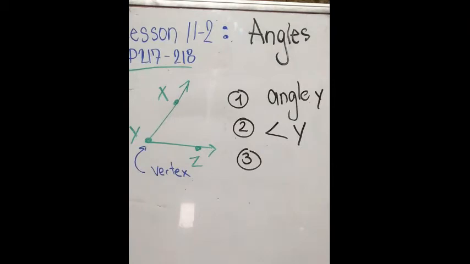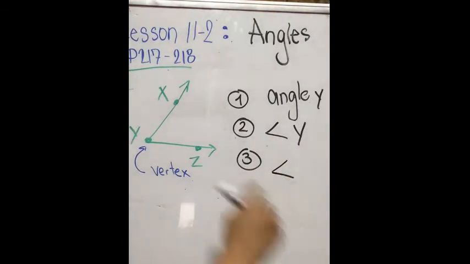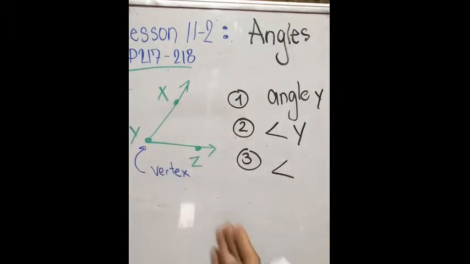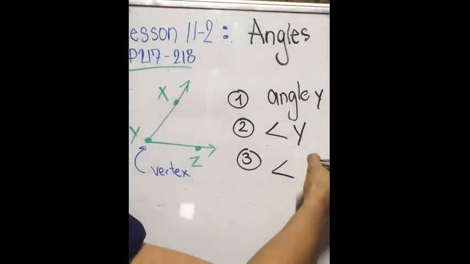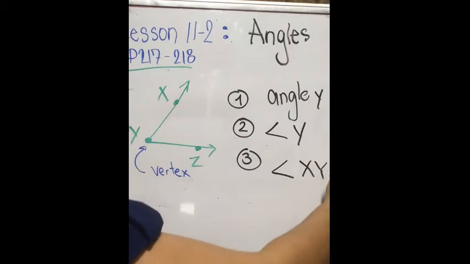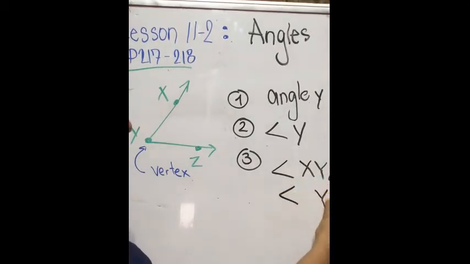Another form, remember, is to use the symbol and three points. Remember, the three points are X, Y, and Z, and always in the middle is the name of the vertex. Okay, the vertex is Y. You can name it like this, or switching the letters like in this case.